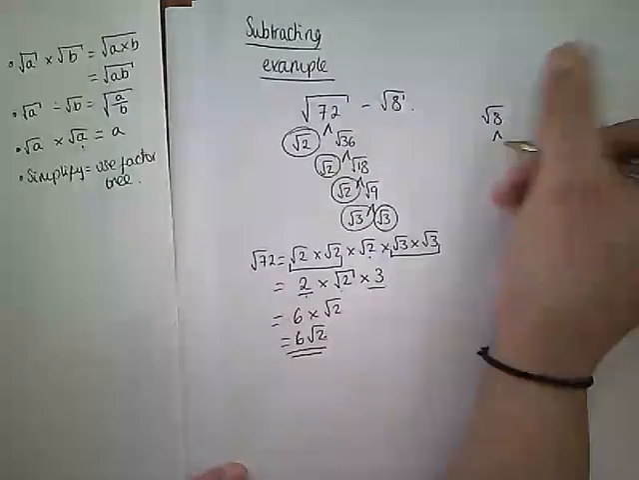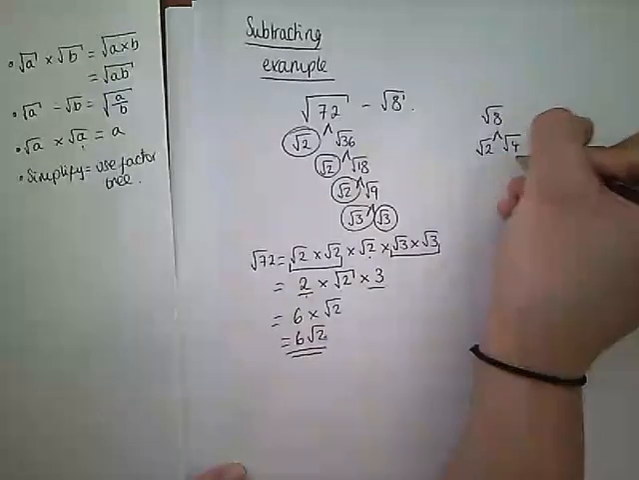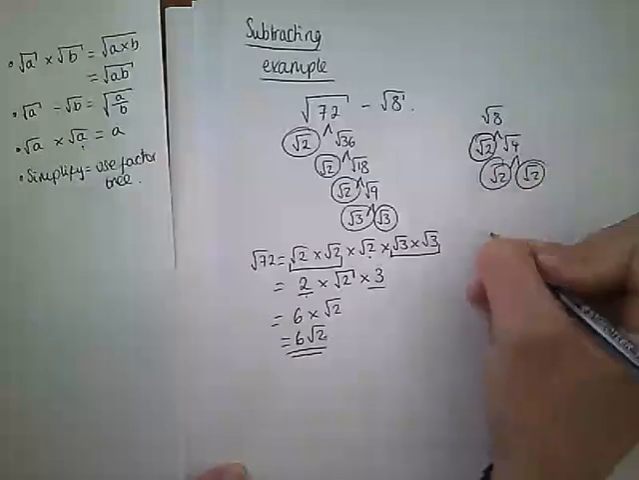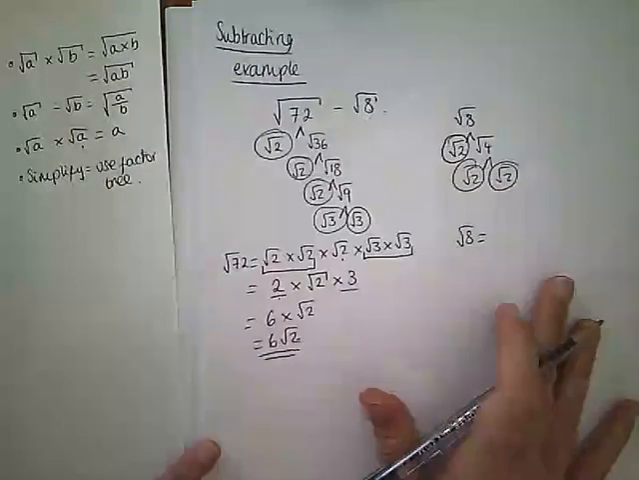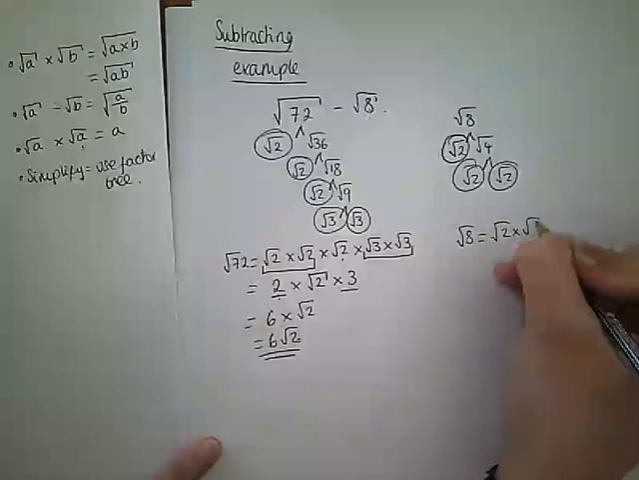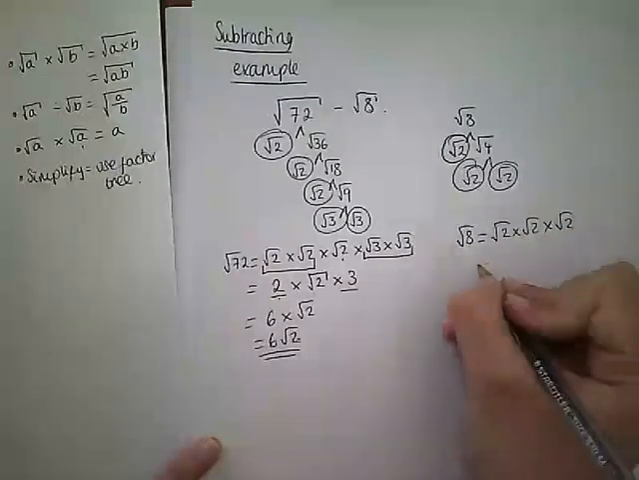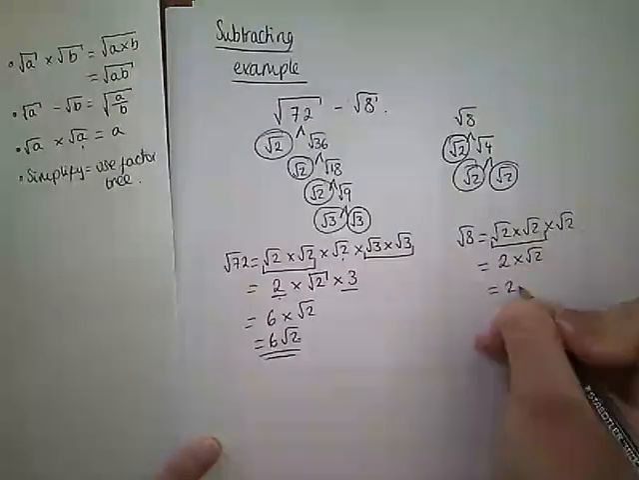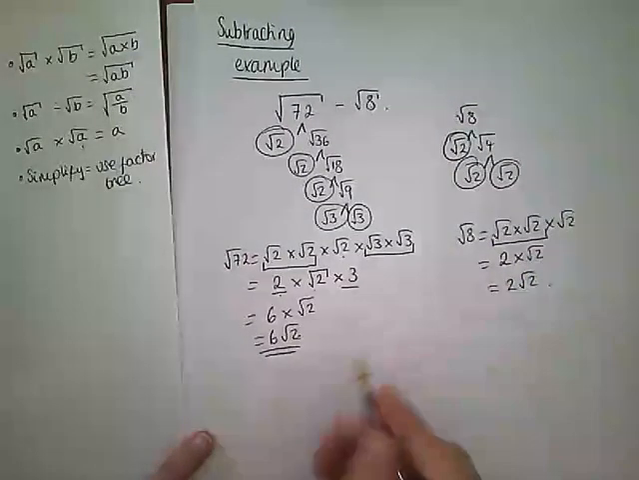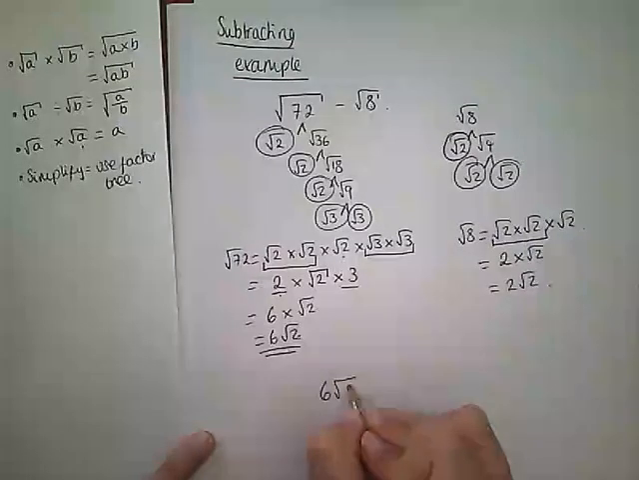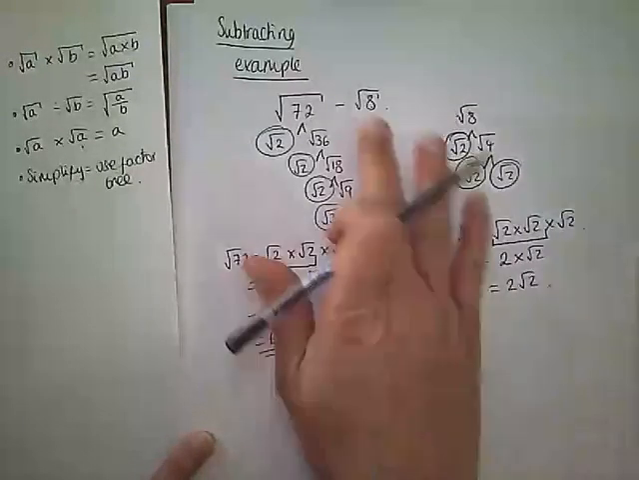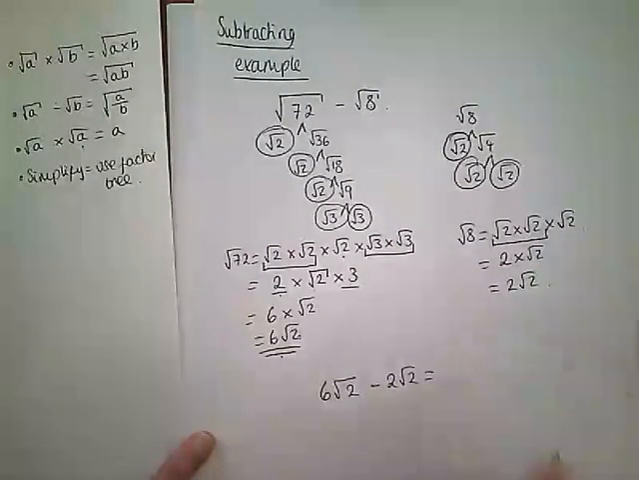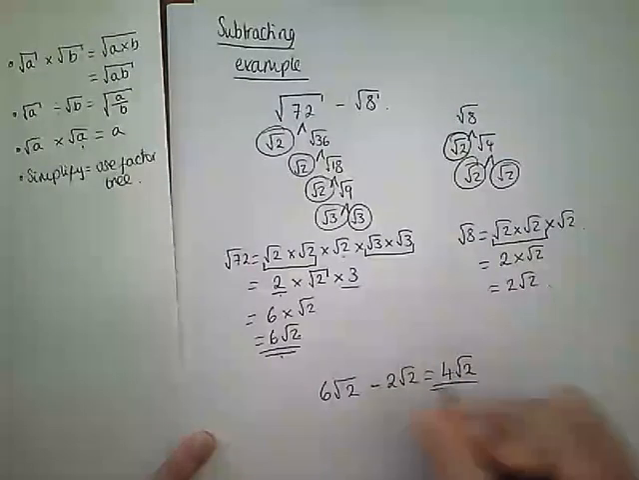So root 8, we can take out a root 2 and a root 4, a root 2 and a root 2. That means root 8 is root 2 times root 2 times root 2. Root 2 times root 2 is 2, times root 2 is 2 root 2. Let's go back to our original question. We have root 72, which is 6 root 2, take away root 8, which is 2 root 2. We take them away. 6x take away 2x makes 4 root 2.